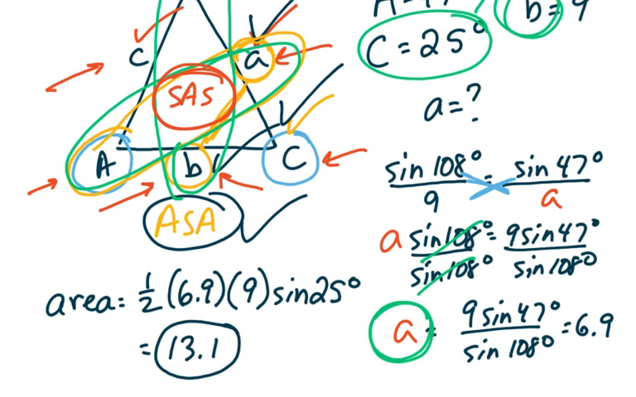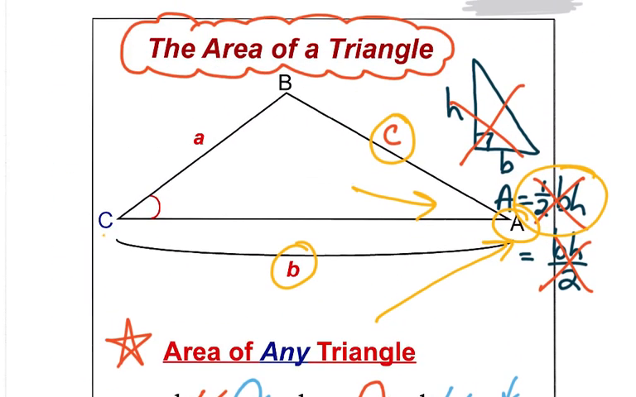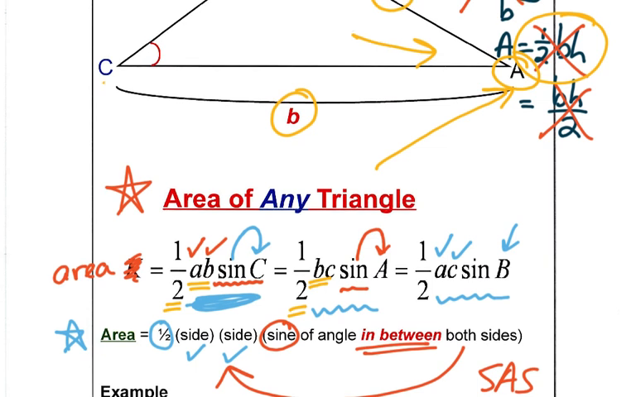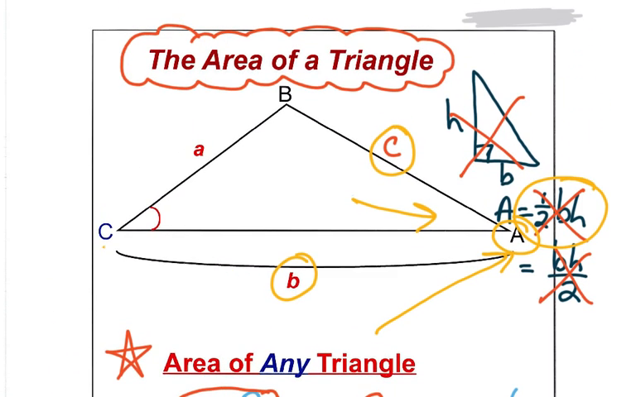So if you're not given the SAS case, figure out what case you're given, and you can use the law of sines to find whatever you need to get to the end. And there you go. Overall, here is the area formula for any triangle in the world. Does this work for right triangles? Absolutely. You can always plug it in. But here it is: 1/2 side times side times the sine of the angle in between. That's pretty powerful that we can do that for any triangle.